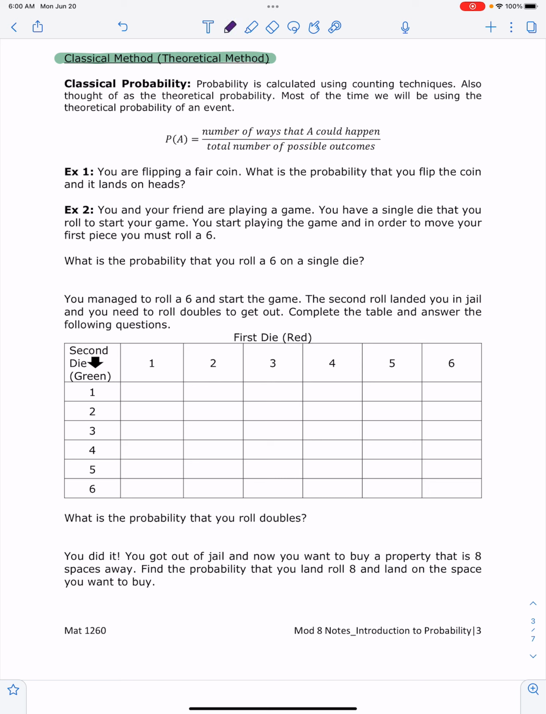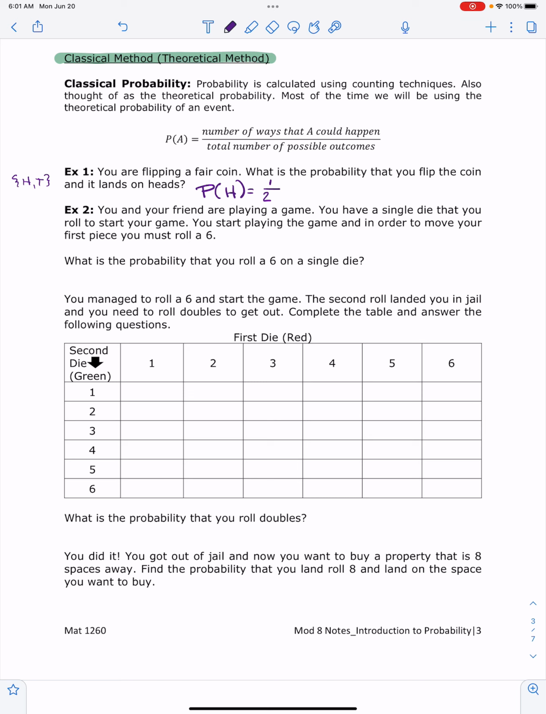We're flipping a fair coin. What's the probability that you flip the coin and it lands on heads? We are going to start with our notation. Probability of heads, we don't have to write everything out. When we flip a coin, and here's my sample space, heads and tails, I know there are two different things that could happen. There is one way to get a head. So the probability of getting a head when we flip a coin is 1/2.